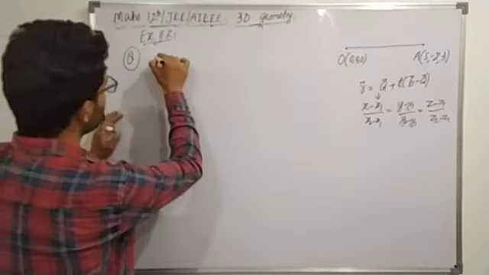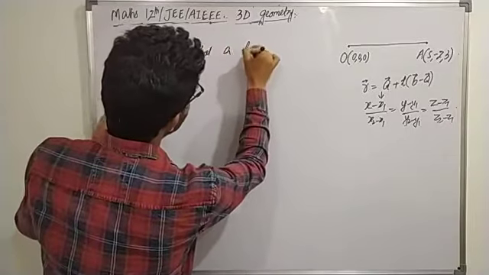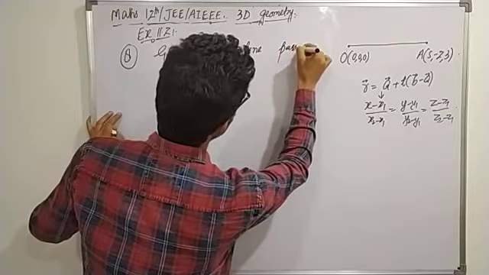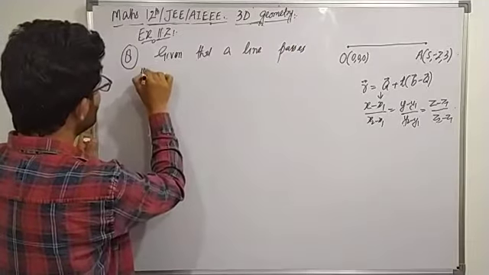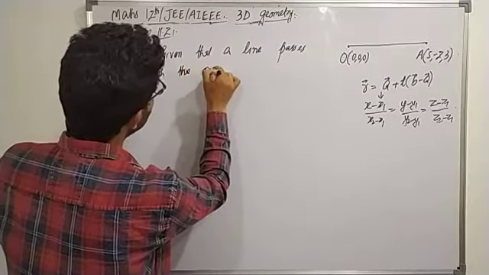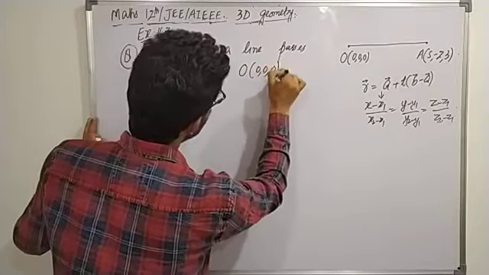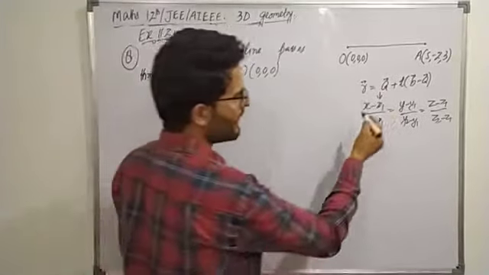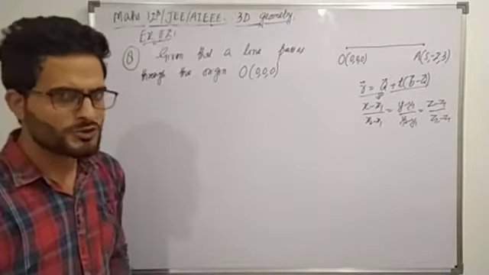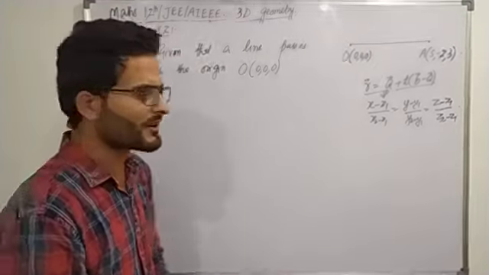यहाँ पे सबसे पहले mention कर देंगे, given that a line passes through the origin O of 0 0 0. सबसे पहले हम निकालेंगे इसकी वेक्टर इक्वेशन, और वेक्टर इक्वेशन में हमें चाहिए पॉइंट्स के पोजीशन वेक्टर्स। तो अगर ओरिजिन के कोऑर्डिनेट्स हैं 0 0 0, तो पोजीशन वेक्टर क्या आएगा?